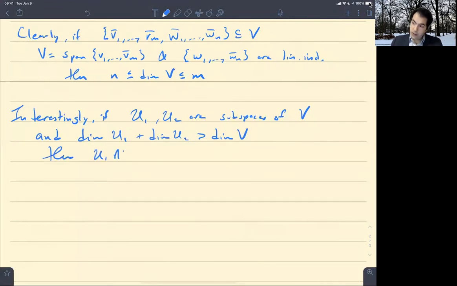Then U1 intersect U2 is not just a zero vector. Okay, so this is interesting. Why is it interesting? Well, because in math, it's really strong when you can say that something exists, right?